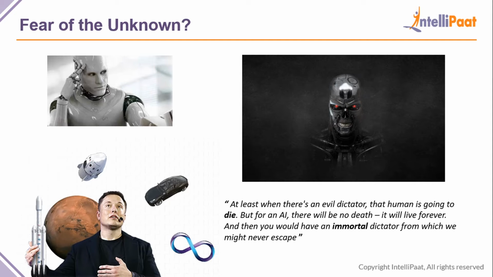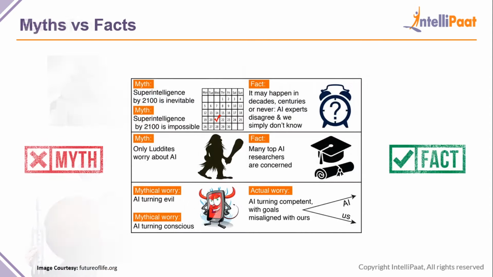So this is what he has to say. He says that at least if there is an evil dictator, a person, then the person is going to die. But if it is an AI, the AI does not die. There is no death for an evil dictator AI. It will live forever. It will haunt forever. Then you'll have an immortal dictator from which you will never escape in this world. So this is his particular view, and I thought it would be nice to put in his view as well, because when you're discussing a concept, it is always good to discuss both aspects of it, right?